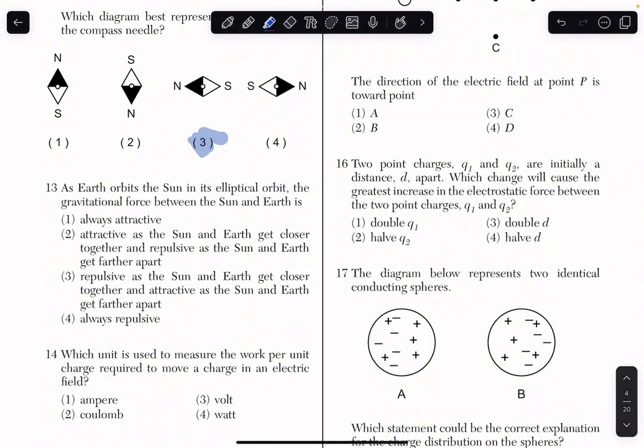13. As Earth orbits the sun in its elliptical orbit, the gravitational force between the sun and the Earth is always attractive. It will always be attractive. Just remember, our Earth is in orbit because the sun and the Earth are attracted to each other.